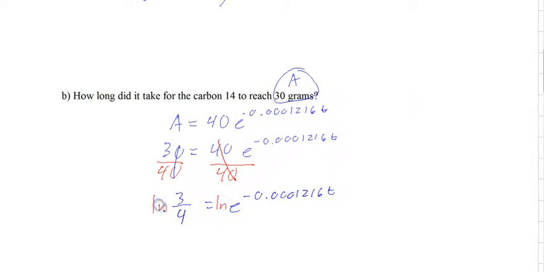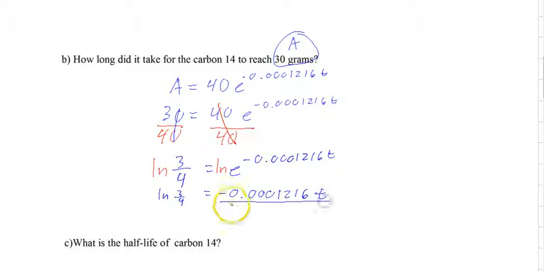Now we can put a natural log on each side. ln, ln. Remember, the ln is going to cancel the e because that makes 1, so it's just going to be our exponent. And then ln of 3/4. So now if we divide this, we can find out what the age is for 30 grams.